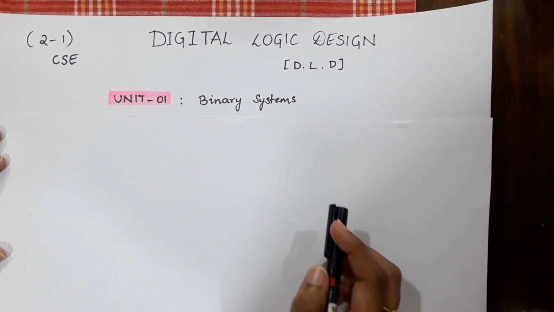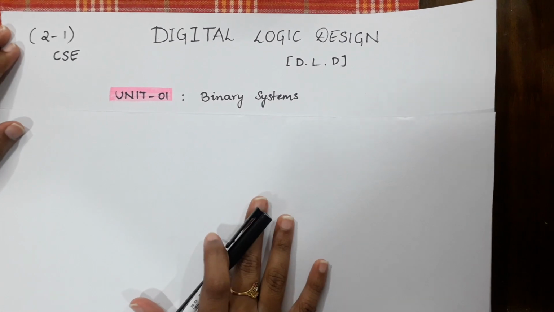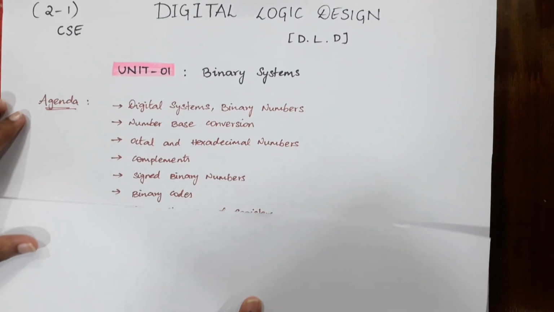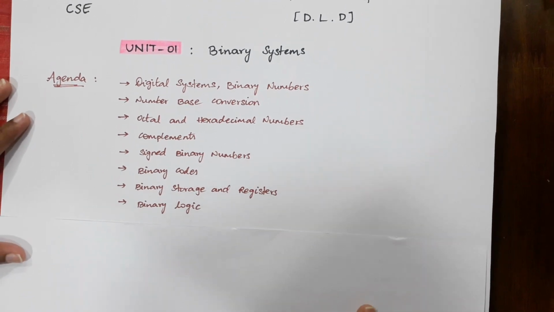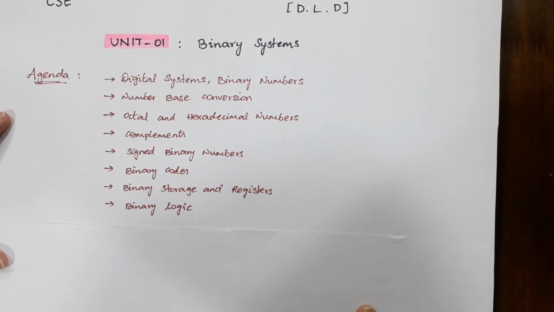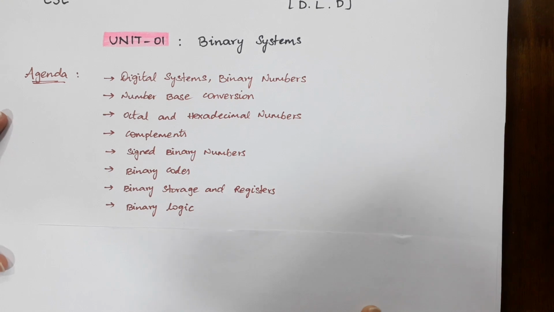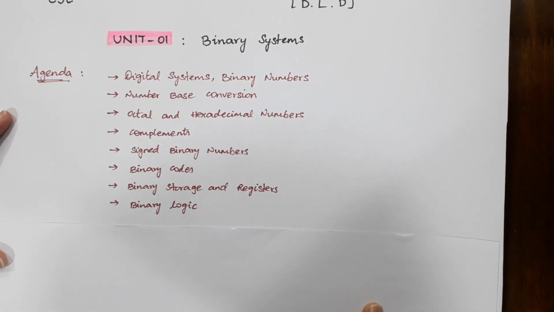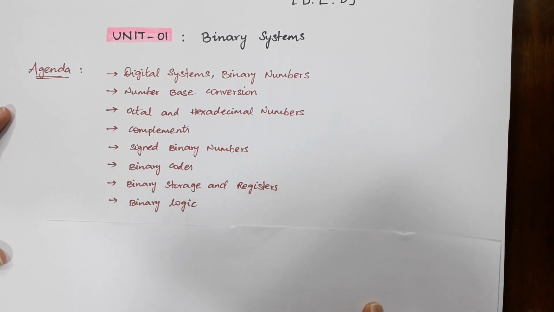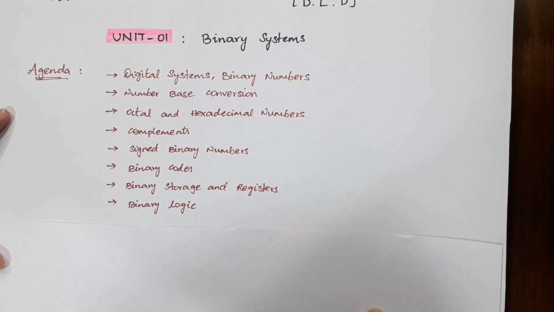Your unit 1 is Binary Systems. The agenda that we're going to be following for this chapter is as follows. We'll be covering digital systems, binary numbers, number-base conversion, octal and hexadecimal numbers, complements, signed binary numbers, binary codes, binary storage and registers, and finally binary logic.